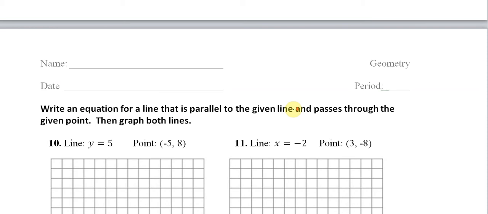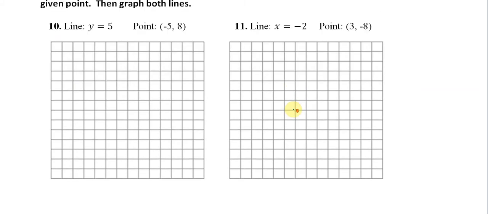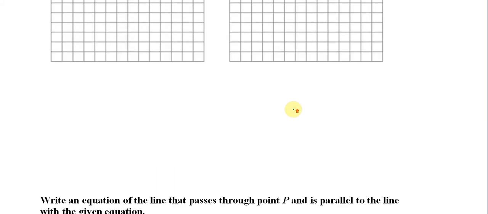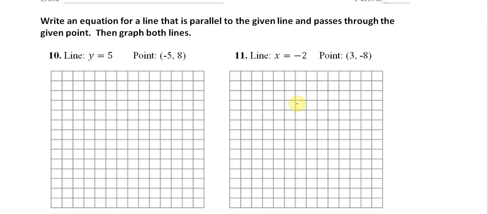I'm going to continue here, and we're going to look at some special cases. We want a line that's parallel to the given line and passes through the given point. Now, the first line that we're dealing with is the line y equals 5. And keep in mind, guys, that y equals 5 is a horizontal line.